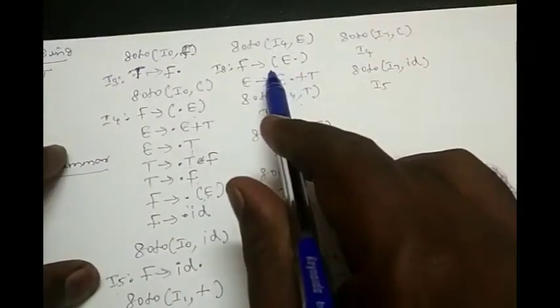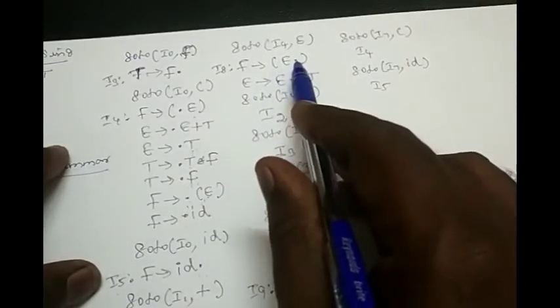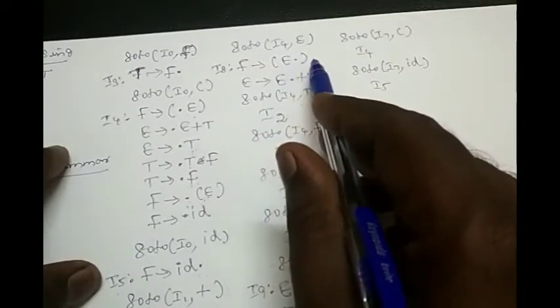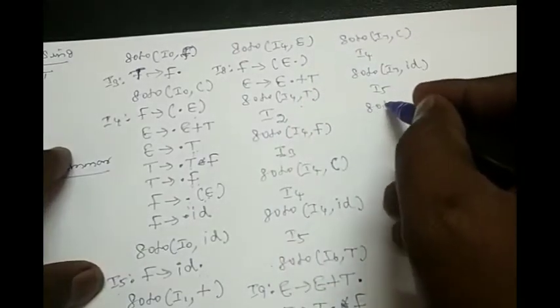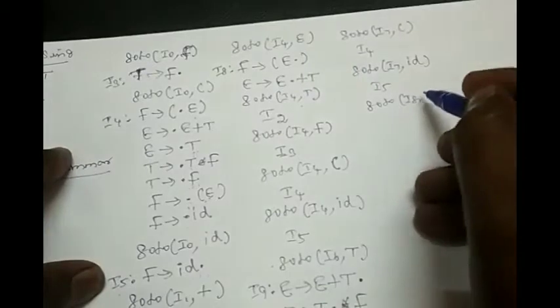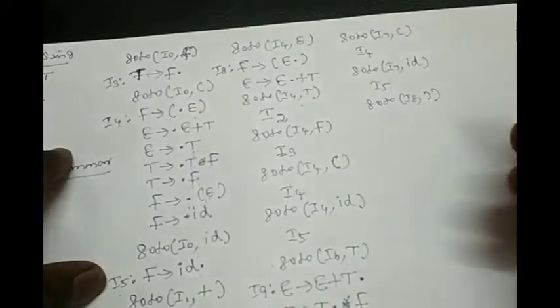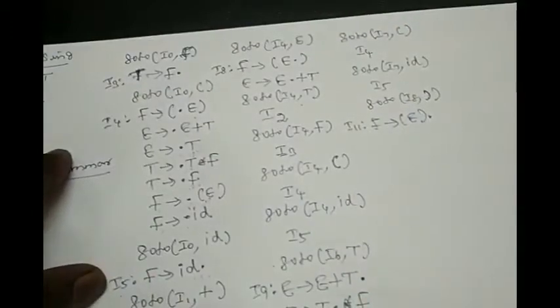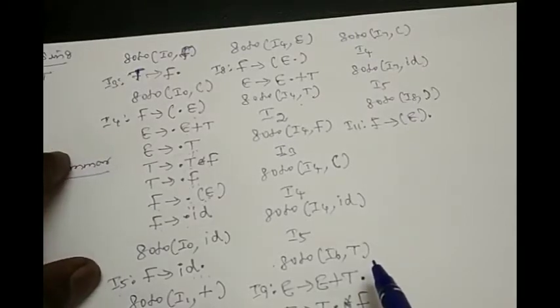Now when I go to I8, you will get F tends to open bracket E close bracket dot here. So we will write goto of item set 8 comma close bracket. On close bracket, you will get F tends to open bracket E close bracket dot. Now this has to be named as item set 11.